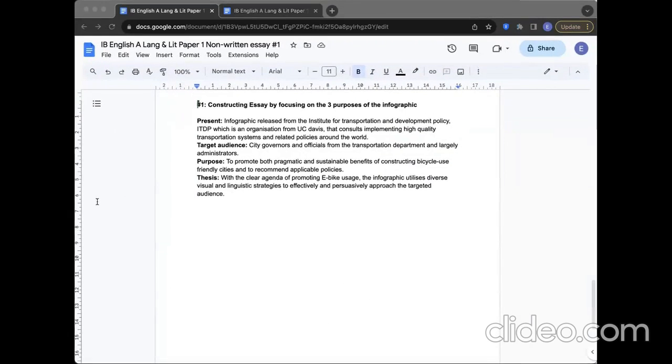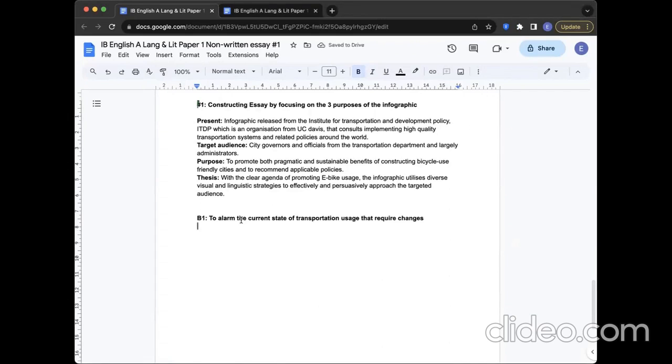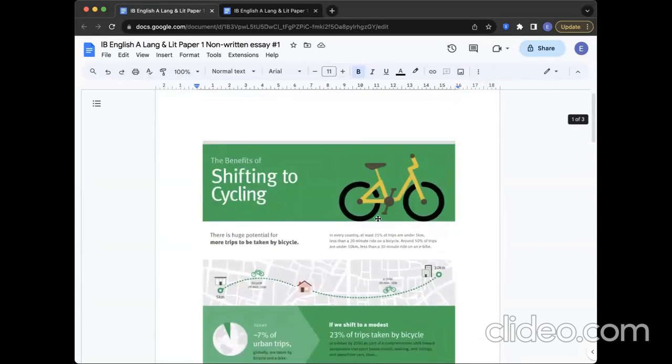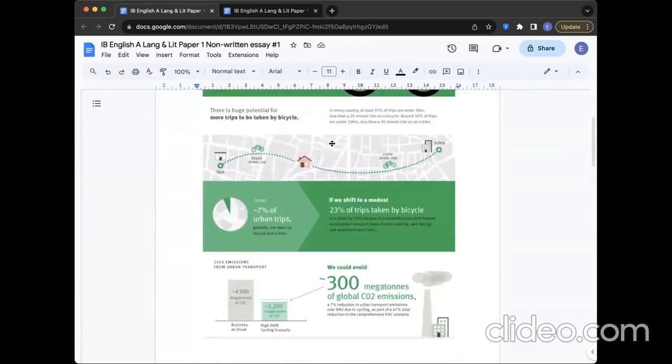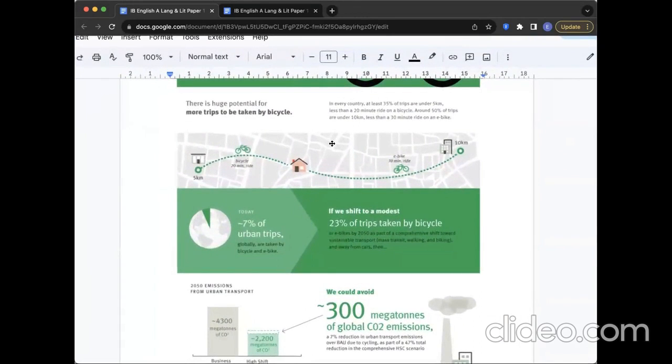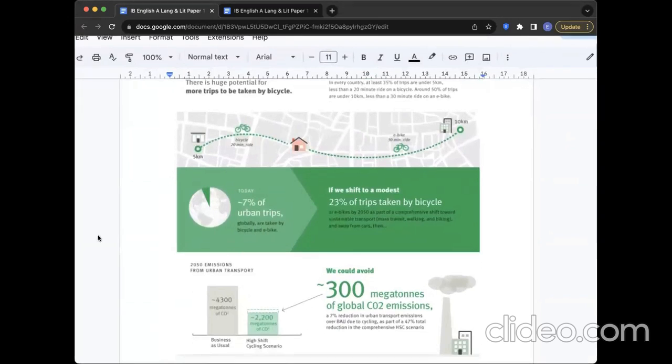Body 1. How would I name the first purpose? I would say the first purpose of the infographic is to alarm the current state of transportation usage that require changes. And I have both visual and language features that I can support my first purpose. Not my purpose, to be fair, the infographic's purpose. So visually, I am going to bring, obviously, the bicycle icon, city map showing bicycle journey that can be much more widely adopted by the people, because actually we take relatively short journey most of the time. So don't use private vehicle, rather adopt more bicycle. You know, that's what they recommend with the visual image.